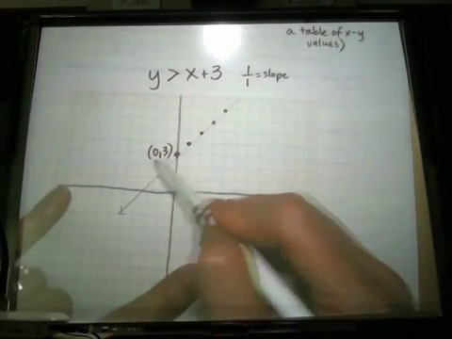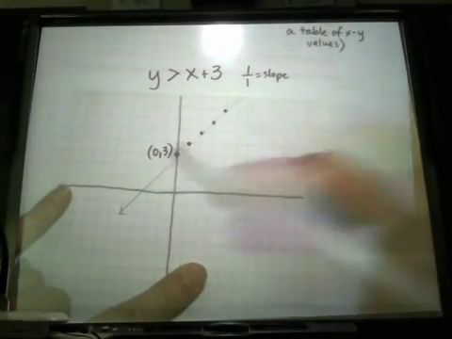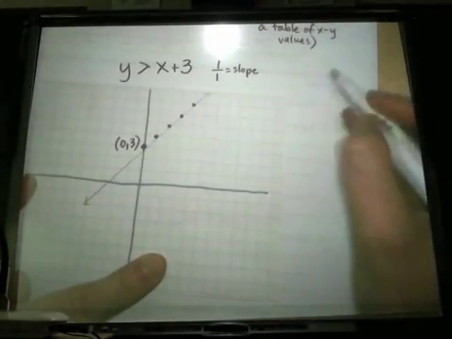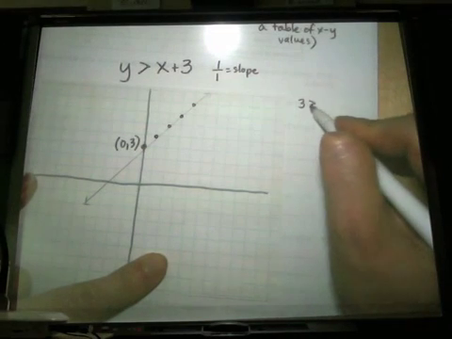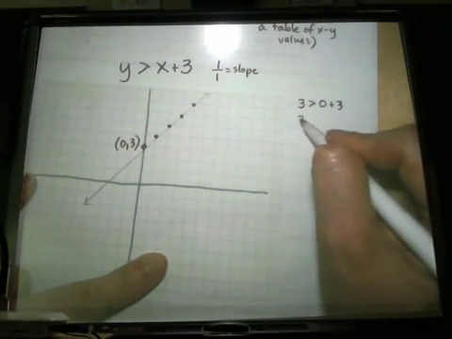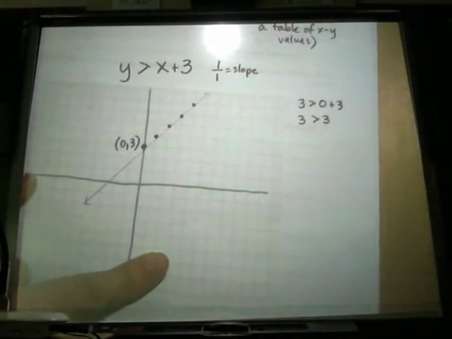Let's see what happens if I plug this point in. Here's my x and here's my y. I'm just going to do it over here to the right. My y is 3, greater than 0 plus 3. 3 is greater than 3. Not true.